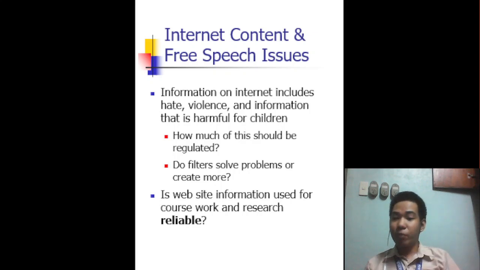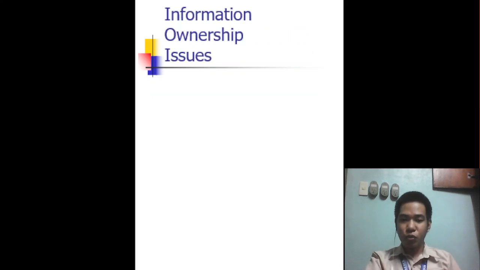online libel or cyber libel and online slander or cyber slander. Those are the cases that you can be sued for if you are harassing someone or if you are saying something that is going to ruin their reputation. Okay, so these are free speech issues.